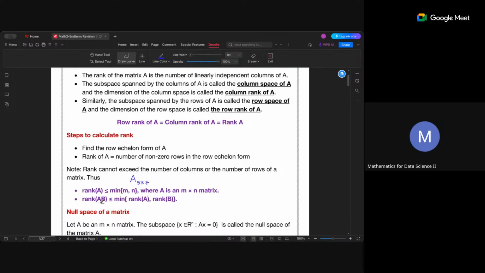The next property is that rank of AB is less than or equal to the minimum of rank of A and rank of B, right? So if one of the matrices has rank 1, what can you say about the rank of A into B? At most 1, right? Unless it is a 0 matrix, it will be at most 1.